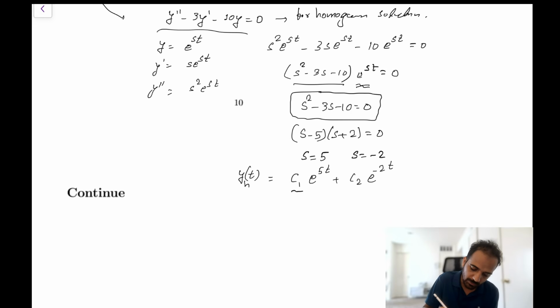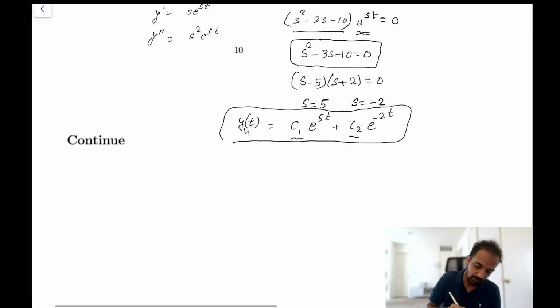We will later determine the values of c1 and c2 by using the boundary conditions, but before that we need to get the whole solution. The whole solution is the combination of the homogeneous and the particular solution. We have already obtained our homogeneous solution. Now it's time for the particular solution.